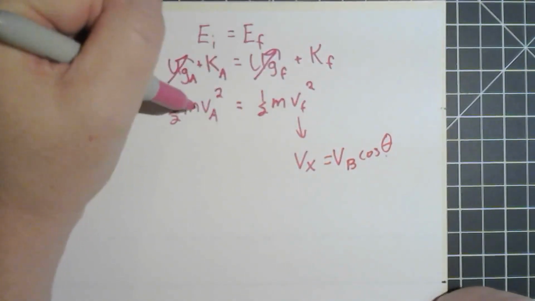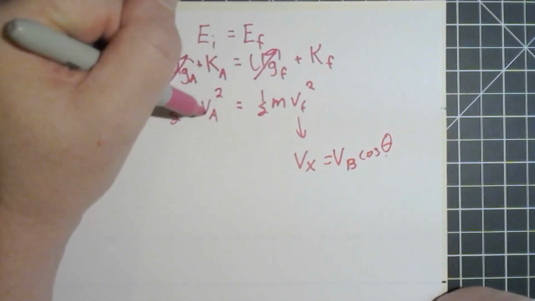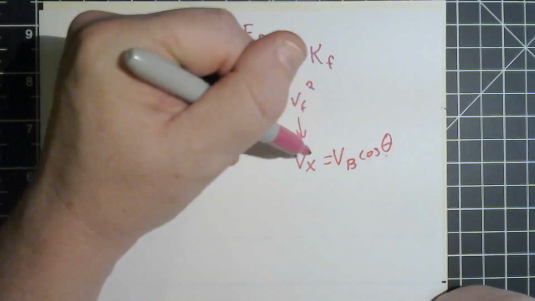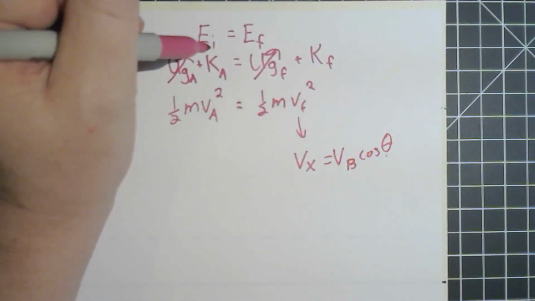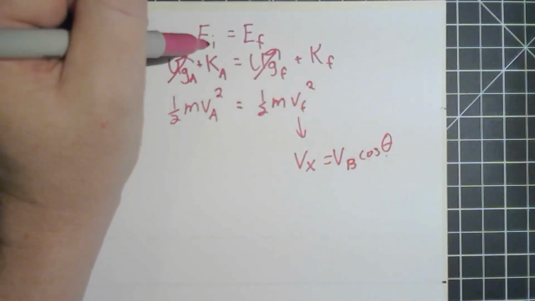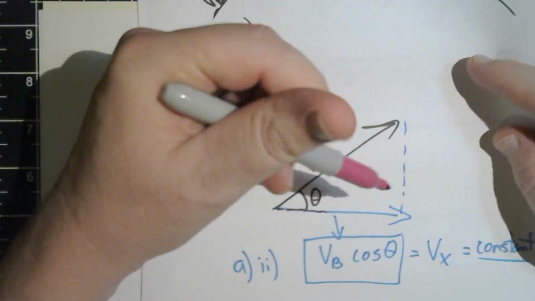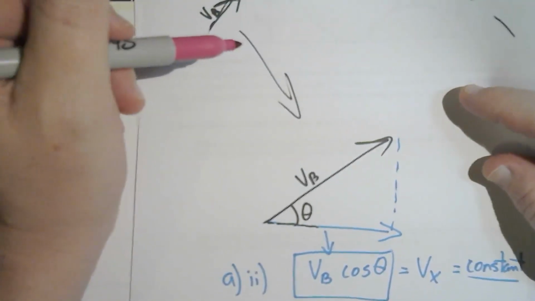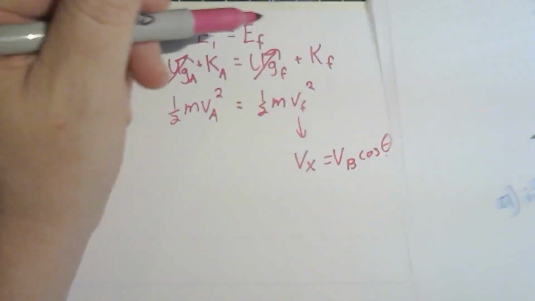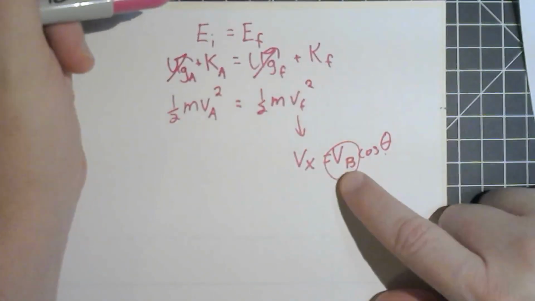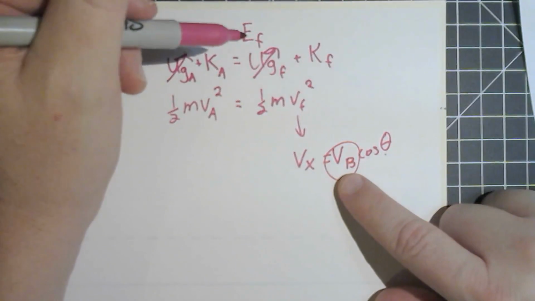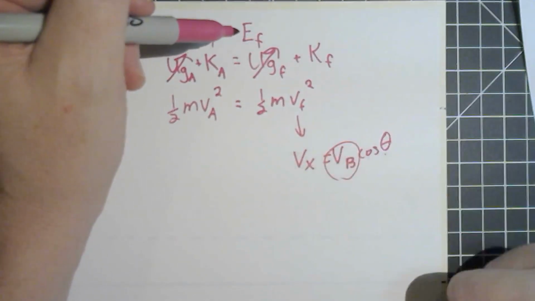All right, and that's really counterintuitive because you think, well, I gave it some extra energy here. How can it possibly be moving the same speed? Well, that horizontal velocity is completely independent of the vertical velocity. Yeah, V_B is going to be different. We don't know what that number is, but it's still the same expression.